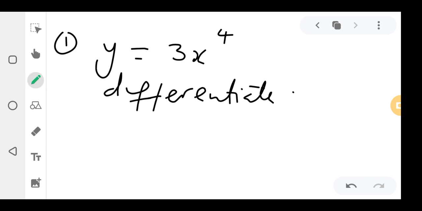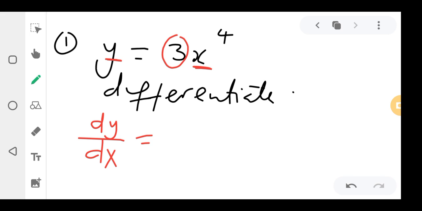I said the first thing you do is you look at the first letter. What letter is here? Y. What letter is here? X. So you say dy over dx is equal to, you always write dy over dx. That's what I said in the previous teaching.